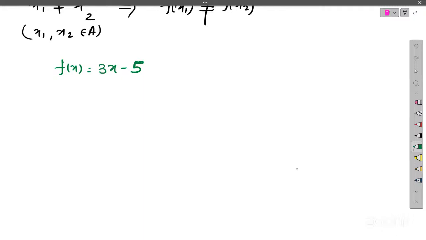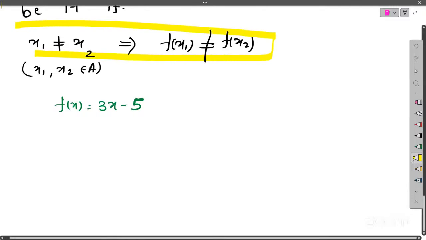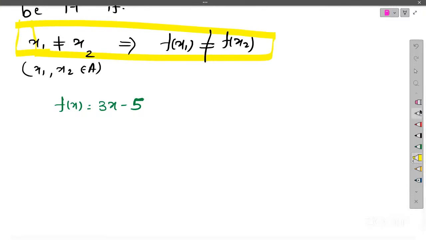But how can we prove that it is a 1-1 function? For that, we'll use the definition. So this is our definition, right? In this definition, we actually have two parts. So first is the assumption.